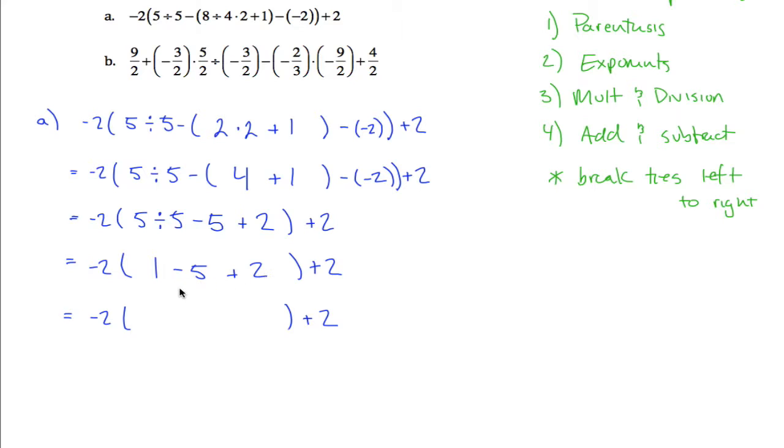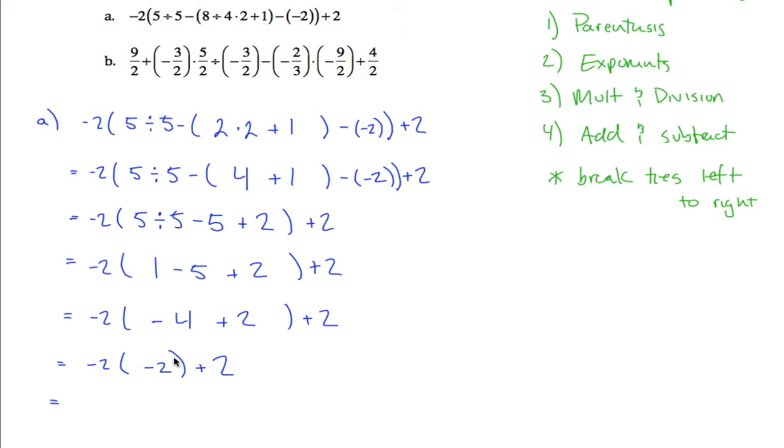Again, inside the parentheses here, we have subtraction and addition. Addition and subtraction are a tie, so we go left to right. So we have to do 1 minus 5 before we do 5 plus 2. That's important. If we did 5 plus 2 first, we'd get a different answer. 1 minus 5 is negative 4. And negative 4 plus 2 is negative 2. And so now inside these parentheses we're left with just negative 2, and then we got a plus 2.